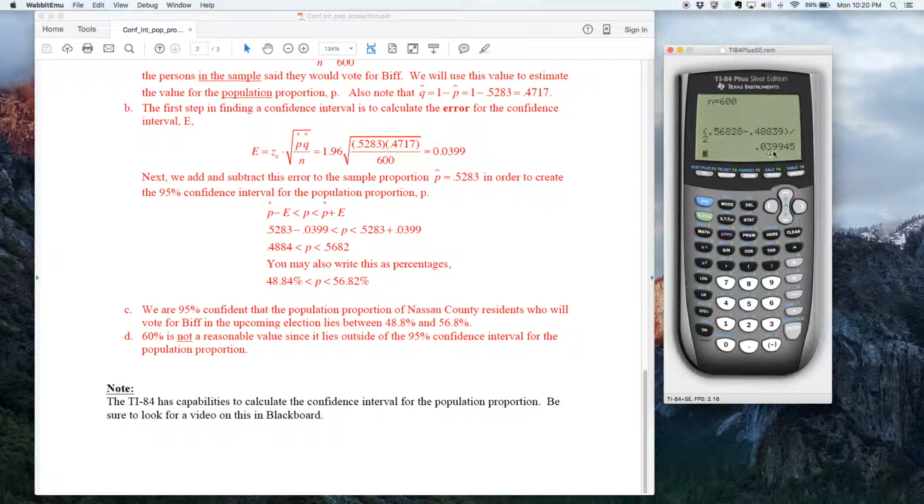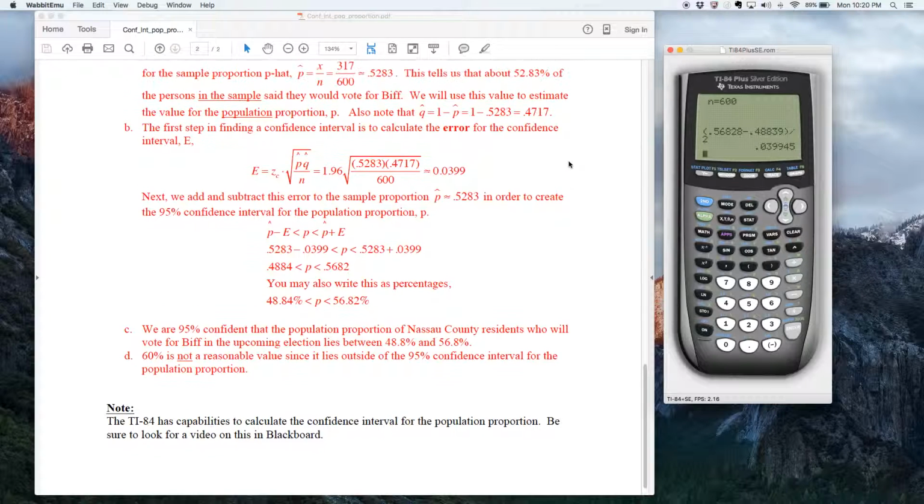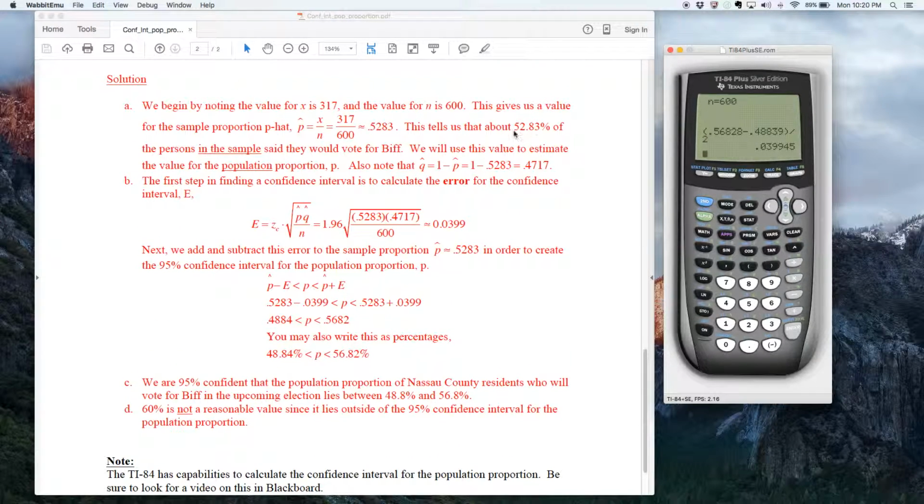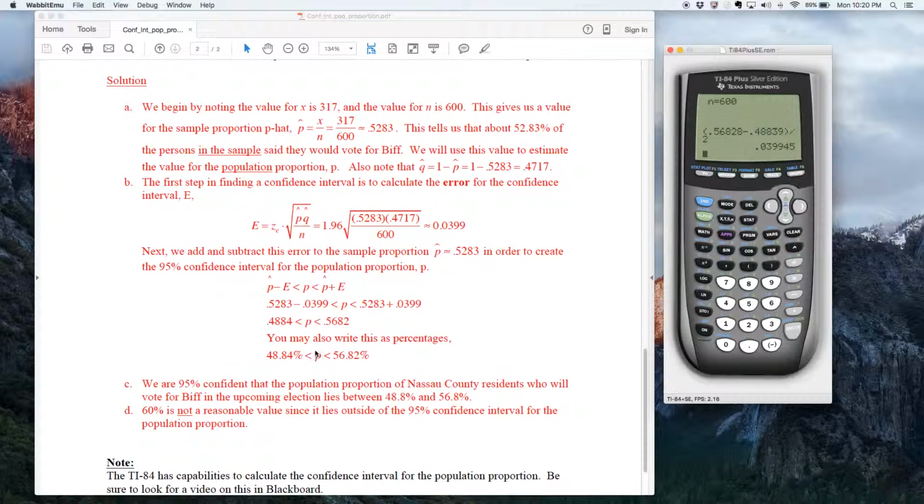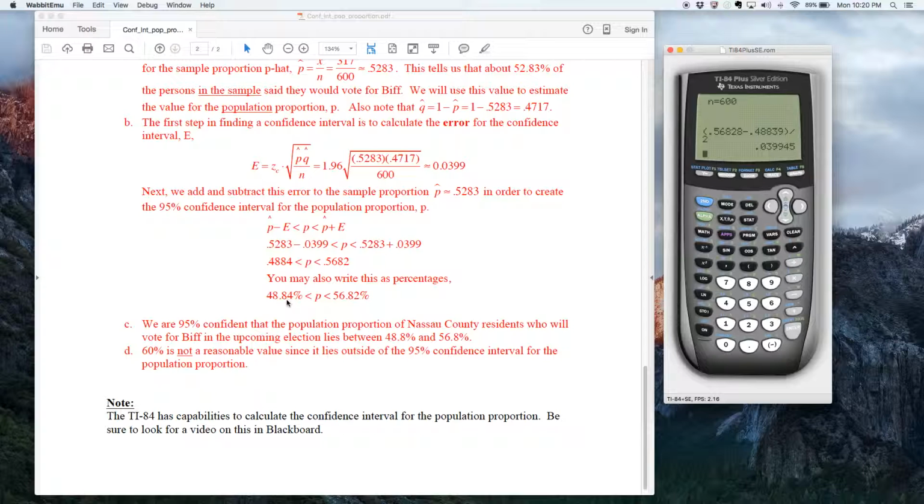Notice that 0.0399 number, and that's a little more accurate, obviously, and we discussed this because the calculator's answers are a little more accurate, but notice that's the same answer as we got here. Let's just face it, this is about 4%. So, about 53% of people said, hey, I'm going to vote for Biff, give or take 4%. That's exactly what this confidence interval is saying. This 48.84%, that's about 49%. This is about 57%, right? So that's the 53% give or take 4% is what essentially that's saying.